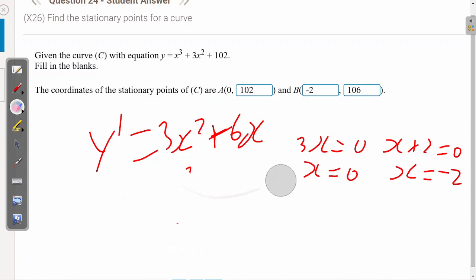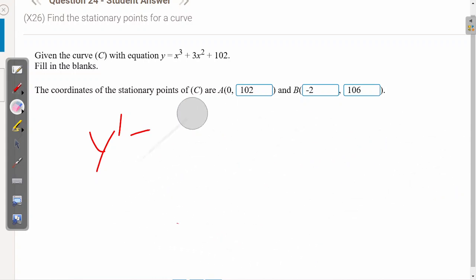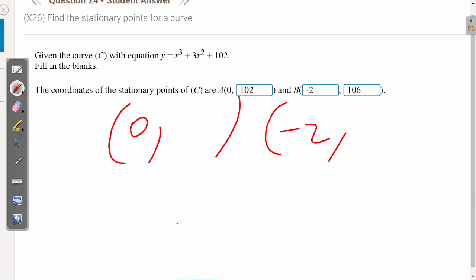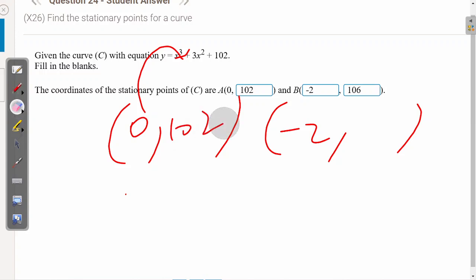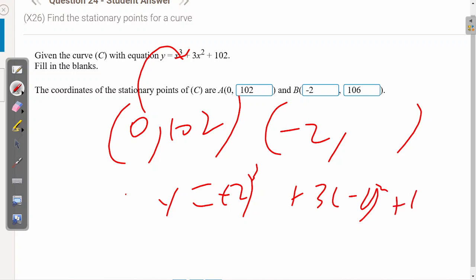But these are only the x. You need x and y. So you have 0, something and negative 2, something. To get the y, you have to substitute this in the original equation. So y equals 0 cubed plus 3 times 0 squared plus 102. It's just 102. So 0, 102. And you do the same with negative 2. y equals negative 2 cubed plus 3 times negative 2 squared plus 102. You will get 106.